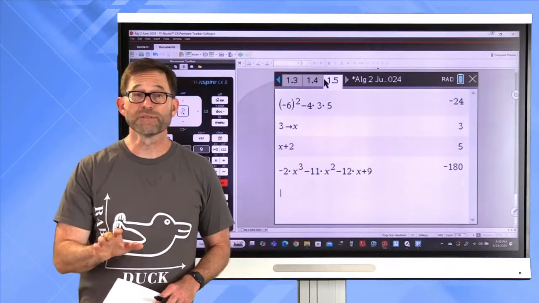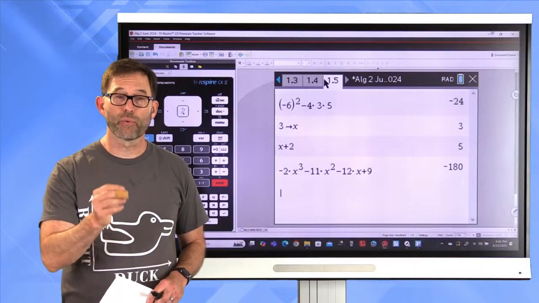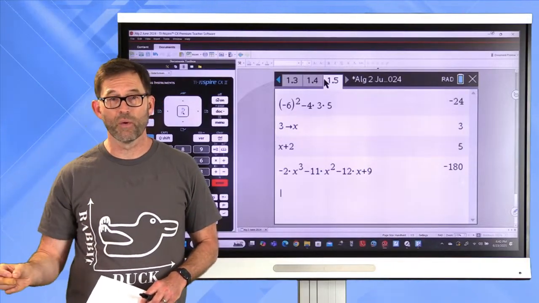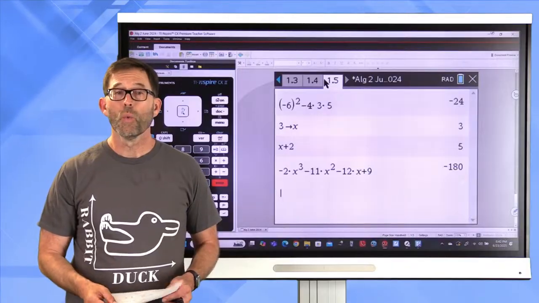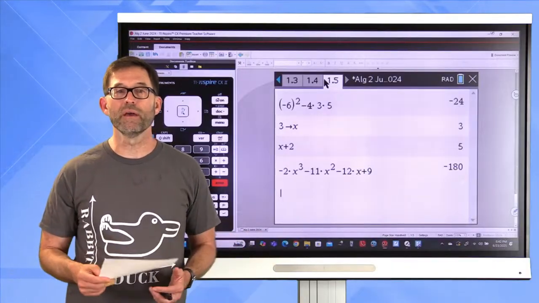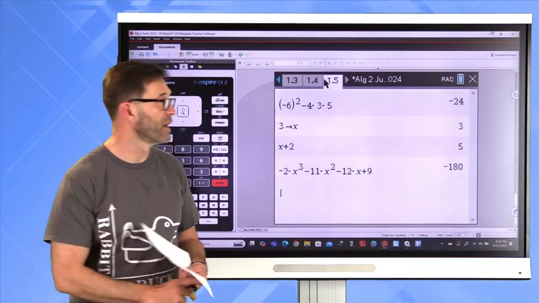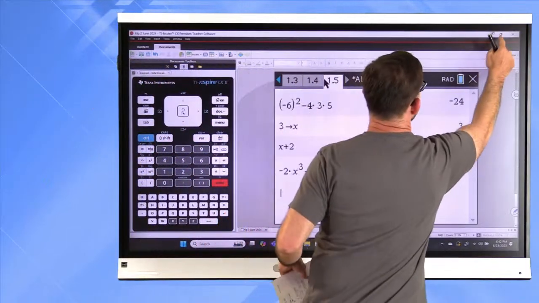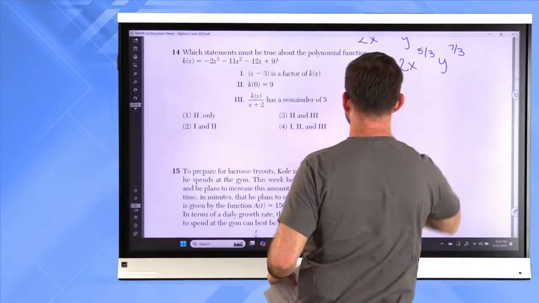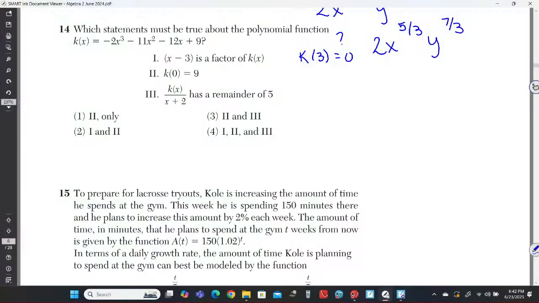Now, what that tells me right now is that 3 is not a 0 of this polynomial, which means x minus 3 cannot be a factor of this polynomial. All right? So let me just kind of minimize it and put this away. So this is not the case, which means 1 is not true.